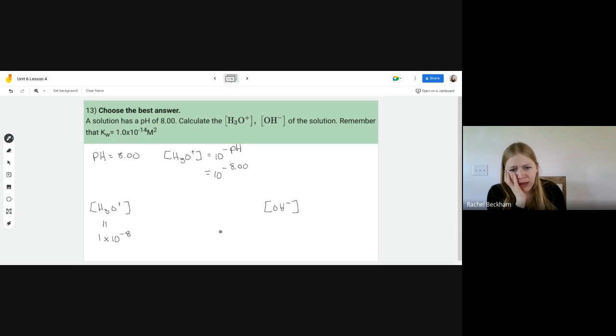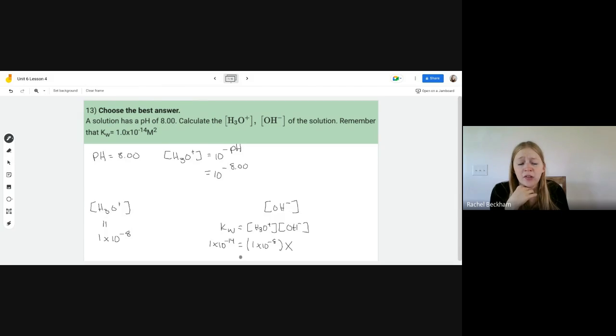To find OH, I can use that relationship. Kw is H3O plus, or hydronium, times hydroxide, right? So 1 times 10 to the negative 14th is Kw. And then our H3O is 1 times 10 to the negative 8th. And then this is our X. So we need to divide both sides by that to get X by itself.